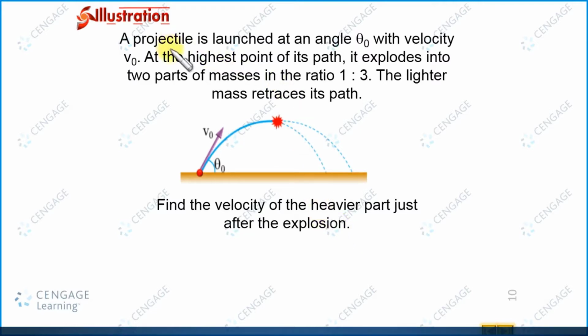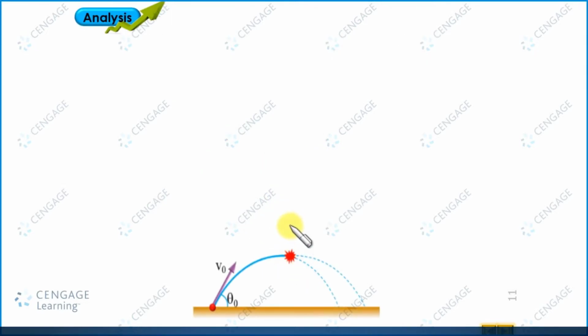Now let us analyze the situation. This projectile is projected with initial velocity v naught at angle theta naught. We know in case of the projectile, the horizontal component of the velocity remains constant always. That means at the highest point, the velocity of the projectile should be equal to v naught cos theta naught. Okay, so let us make the diagram for this situation. Initially, this particle just before explosion should have the velocity v naught cos theta naught, right? M is the mass of the projectile.